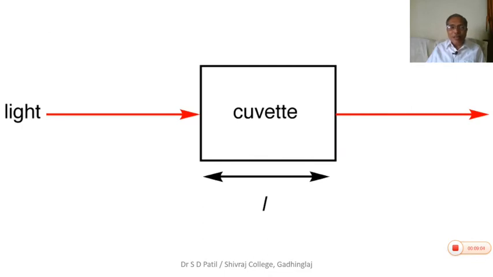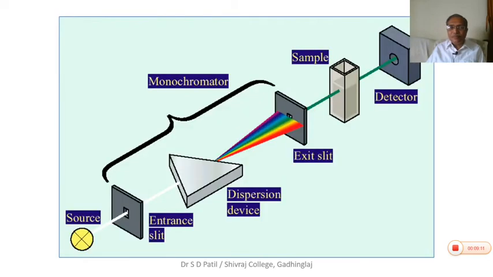So this is a general schematic. Light source is there, you have a cuvette, and you investigate the transmitted light. This is the general presentation of a UV spectrophotometer.